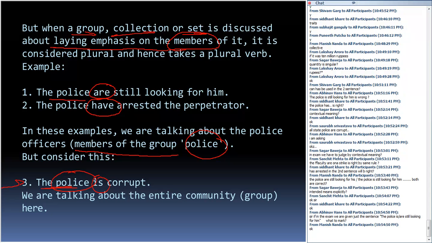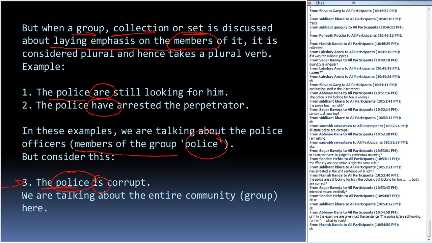Sagar, intended means explicitly. Yes, Sagar. वो अगर उन्होंने एक्सप्लिसिटली वहां बताया है कि इस सेंटेंस का मीनिंग ये मैसेज कन्वे करना था, इन दैट केस आपको उसके अकॉर्डिंग चलना होगा.